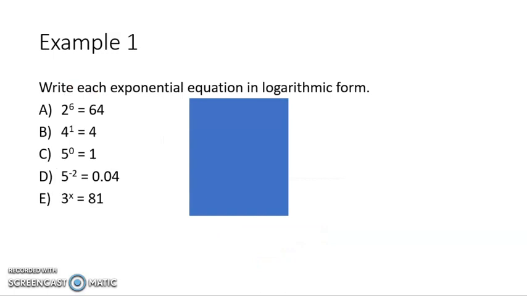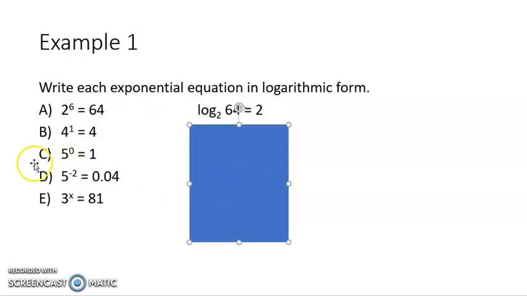Example 1 says to write each exponential equation in logarithmic form. So for this first one, we would say log base 2, and this would be subscript, of 64 equals 6. So notice this first number, last number, exponent. And it would look like this. Log base 2 of 64 equals 6. So why don't you pause the video, try the next 4 questions, and then I'll show you the answers.